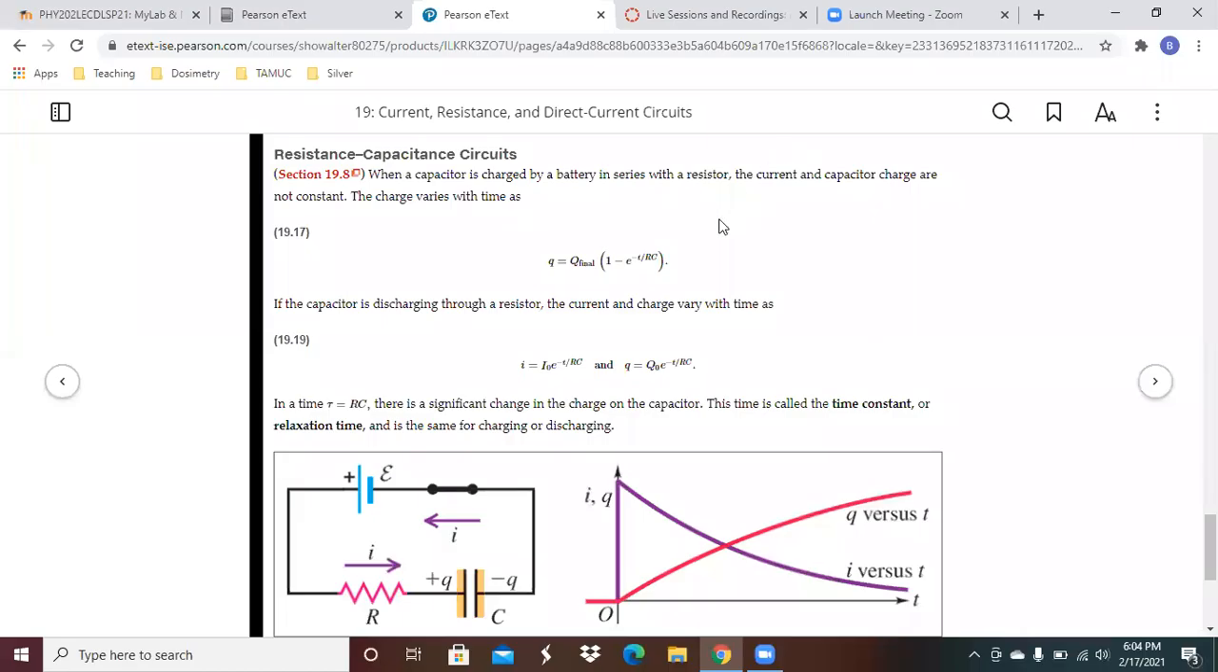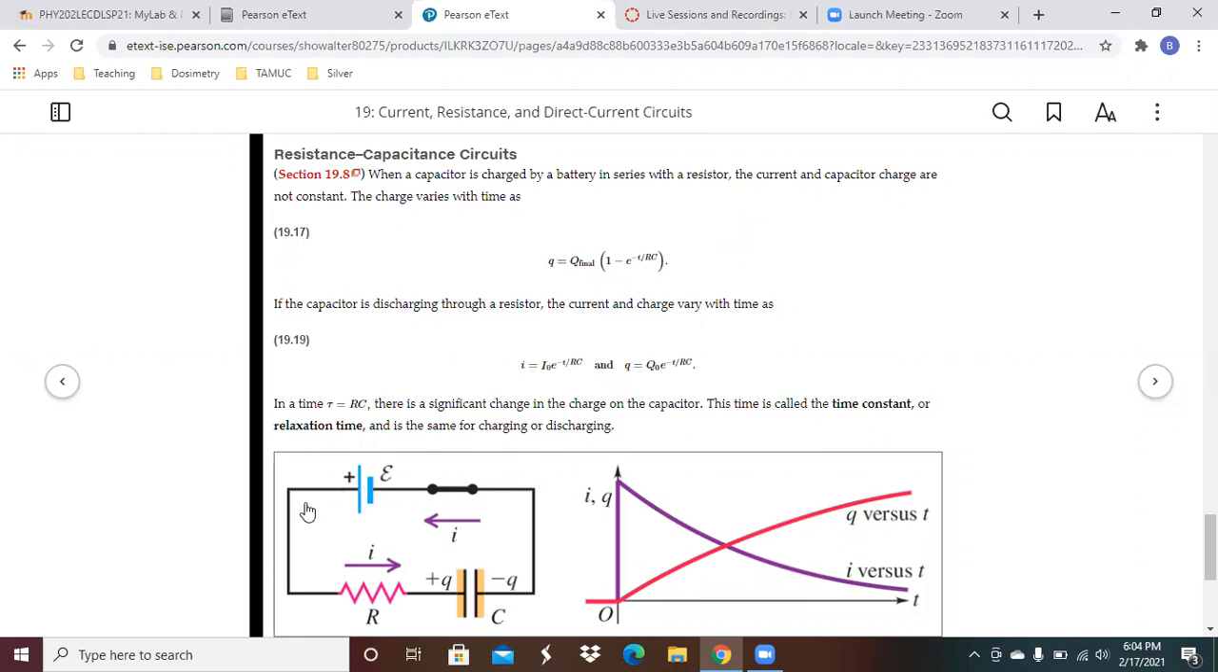This lecture will be over Chapter 19, Section 8. I'm going to discuss RC circuits, RC being resistance, capacitance. So when a capacitor is charged by a battery in series with a resistor, that's where we're going to start.